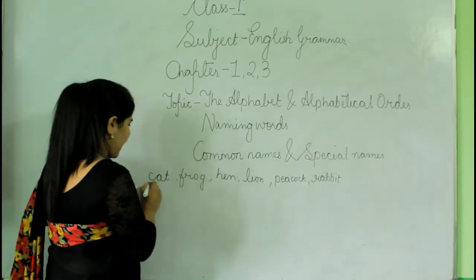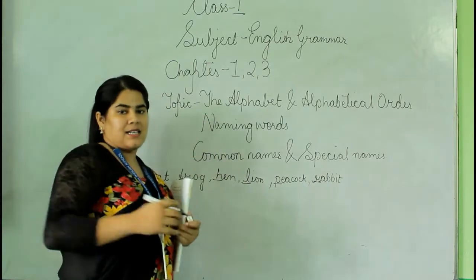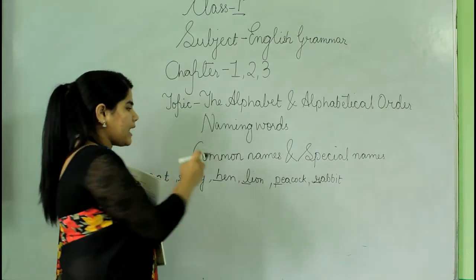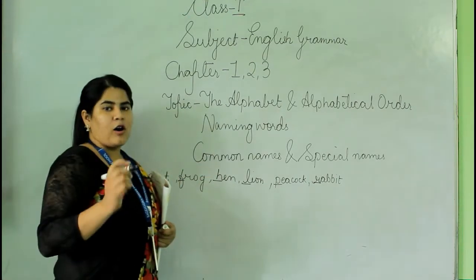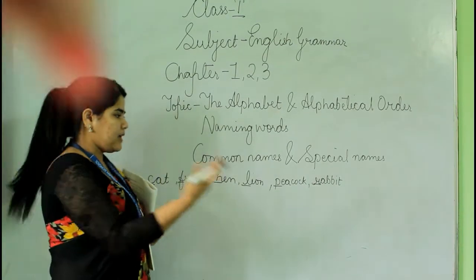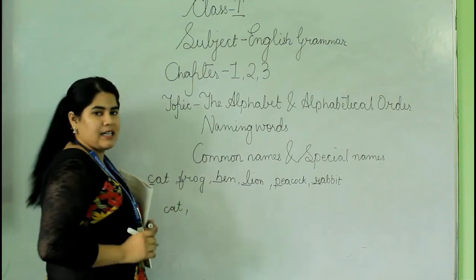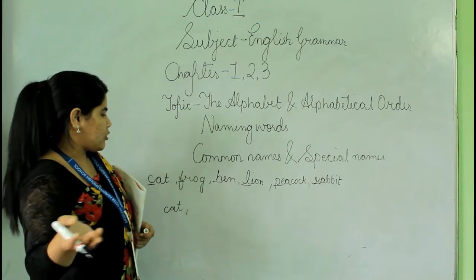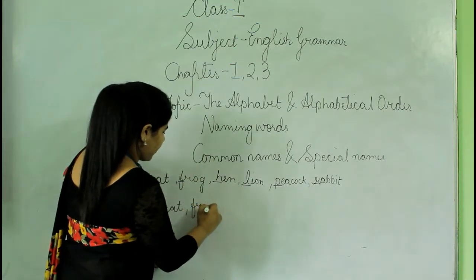Now we have to focus on the first letter and arrange the words as A, B, C, D, just like the English alphabet. Just focus on the first letters of each word. A is not there. B is also not there. C is there, so first you have to write cat. Then D is also not there, E is also not there. Then F is here, so write F-R-O-G frog.